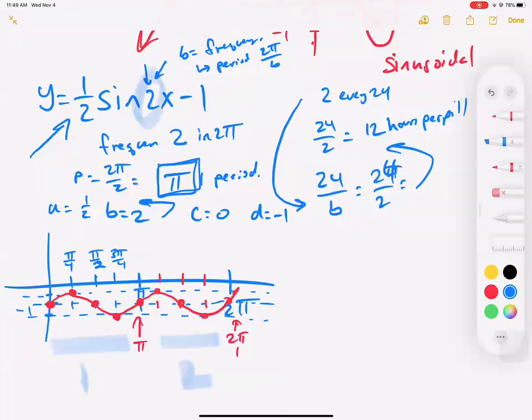And that's where the b value comes in. That's what b means. I see this graph twice in 2 pi. How long does it take to finish one graph? It takes me pi to finish one graph. If I have 2 graphs in 2 pi, that's what the frequency refers to.